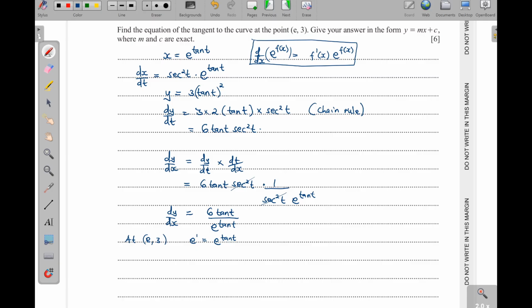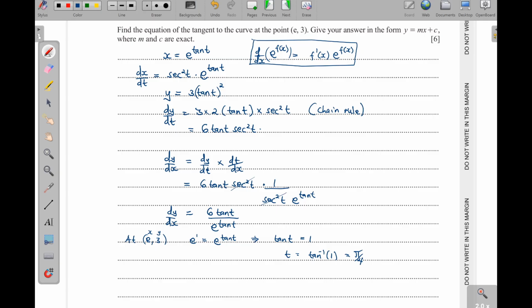You get it? This is x, this is y. So I get the e, I equate it to the expression for the x. Now, since the bases are the same, that means the powers are also equal. So we shall have tan t, which is actually equal to 1. So meaning t shall be equal to the arctan of 1, which is pi over 4.